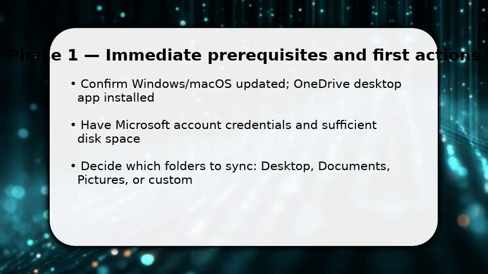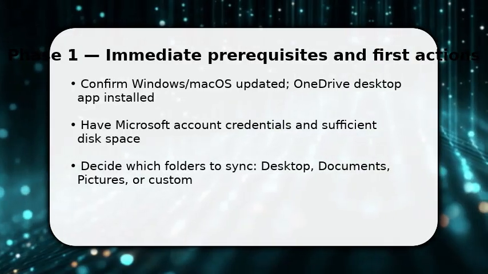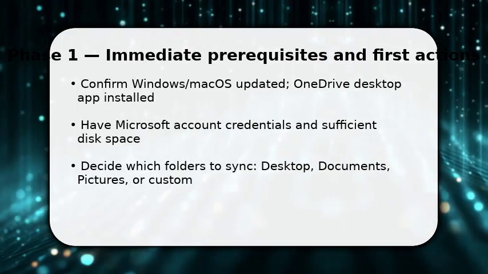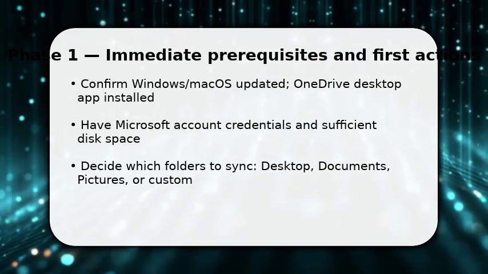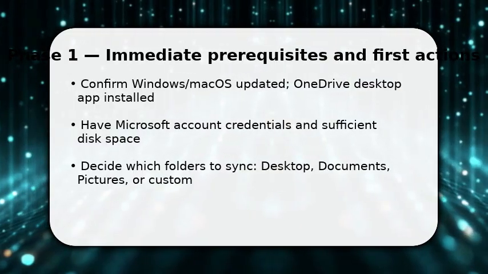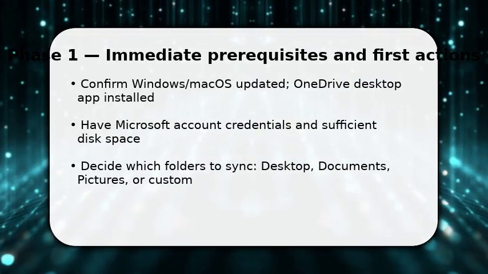Choose the initial folders you want synced now so uploads don't overwhelm your network. If you're on metered Wi-Fi, limit uploads. This keeps bandwidth usable. Start the sync immediately. Watch the OneDrive icon for activity and confirm it shows syncing.